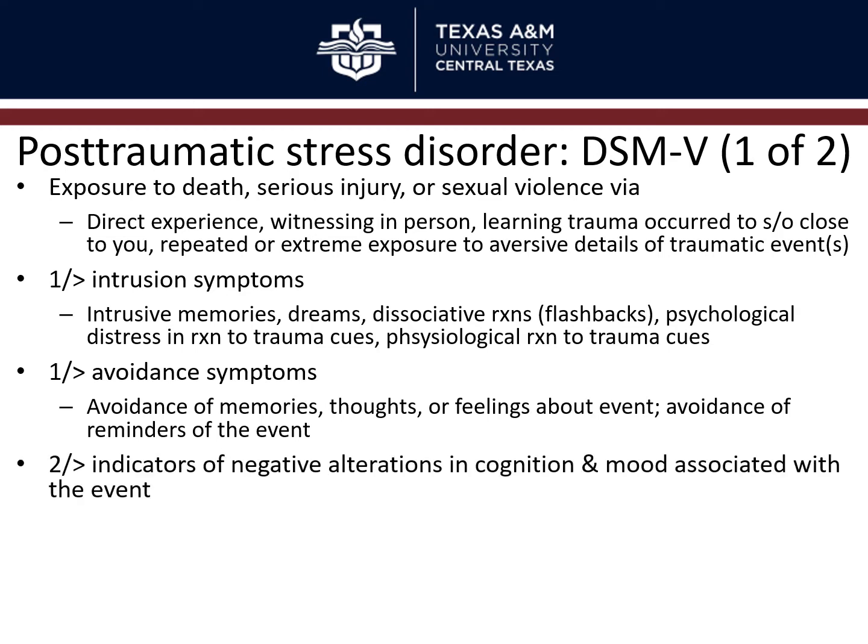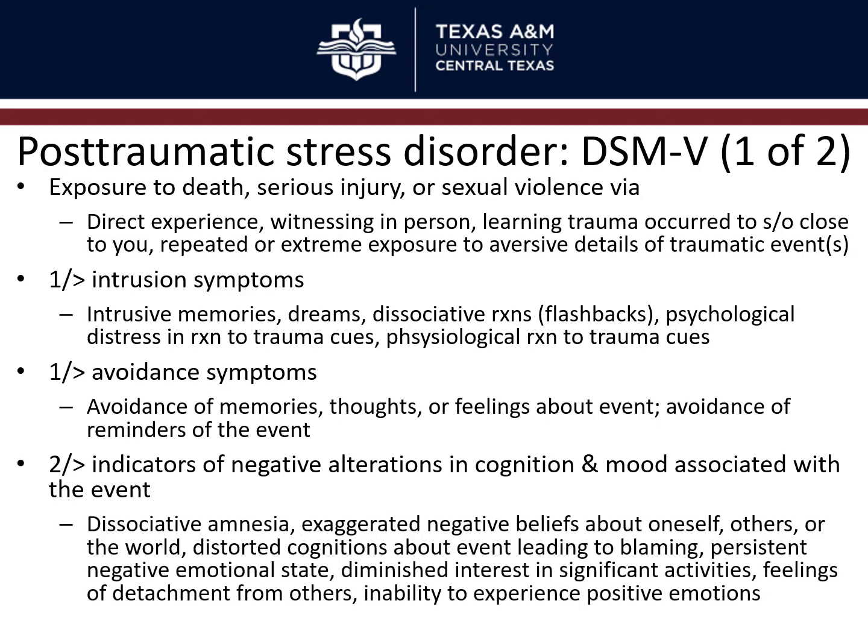Okay, 2 or more indicators of negative alterations in cognition and mood associated with the event. And this can be, in terms of negative alterations in cognition, dissociative amnesia or other lapses in memory for the traumatic event. And this is something we see a lot with survivors of sexual assault, where they have a hard time describing what happened, which makes testimony obviously difficult if they ever try to prosecute those cases.